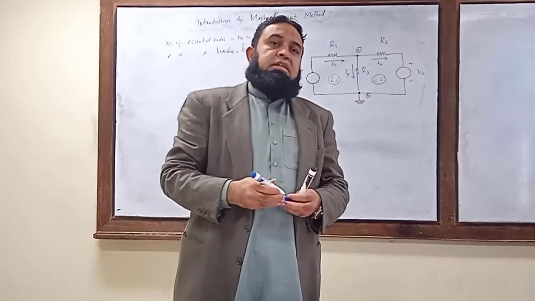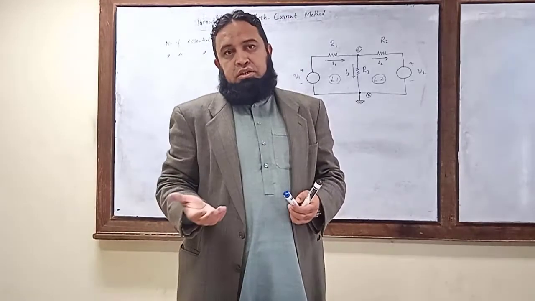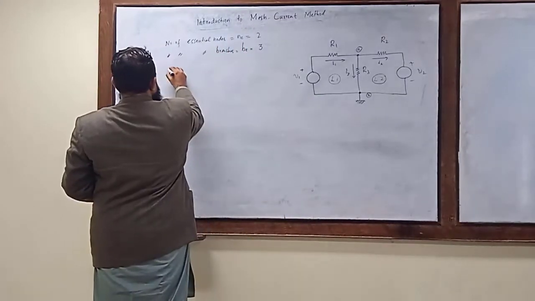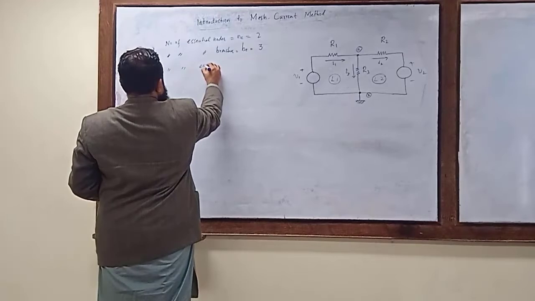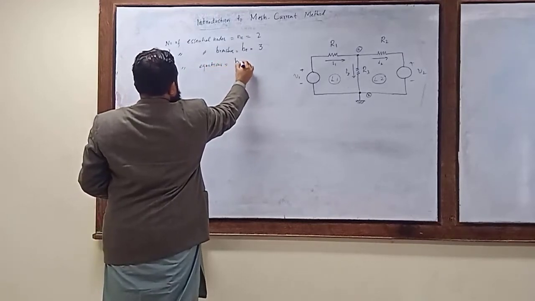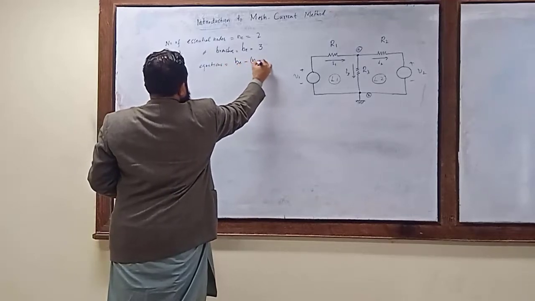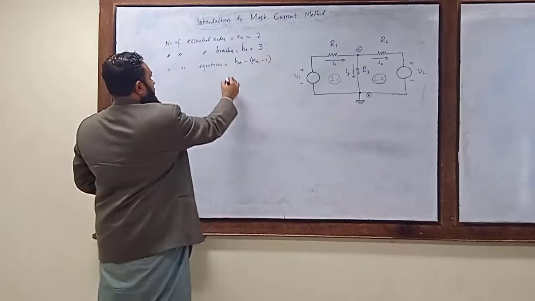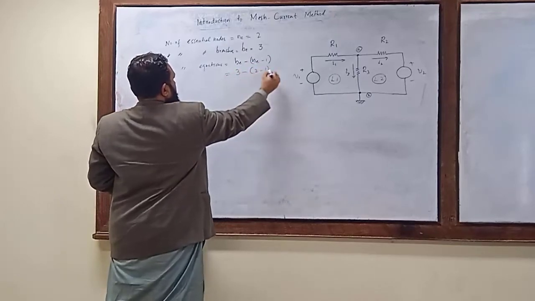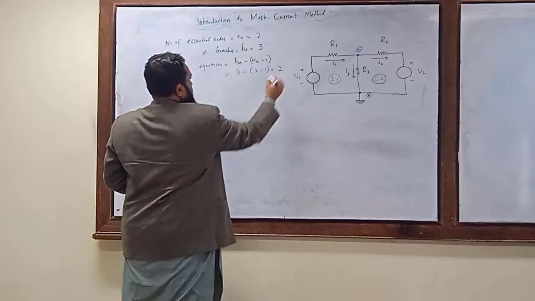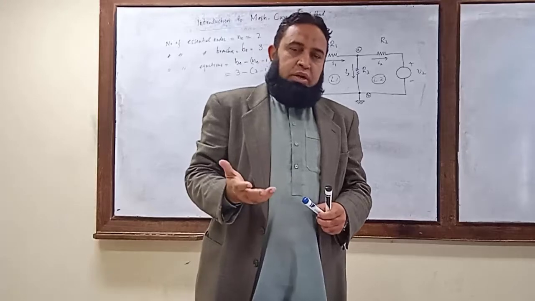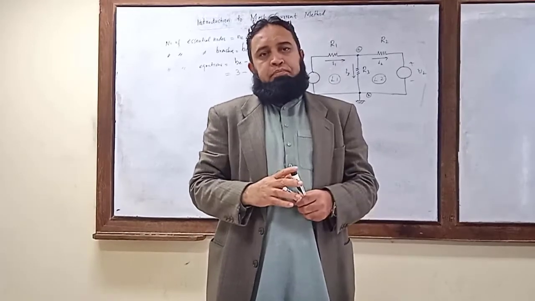The next stage is to determine how many equations we need. The number of equations should be equal to BE minus (NE minus 1). So we can write this as 3 minus (2 minus 1), which is equal to 2. So we need two equations in the mesh current method.